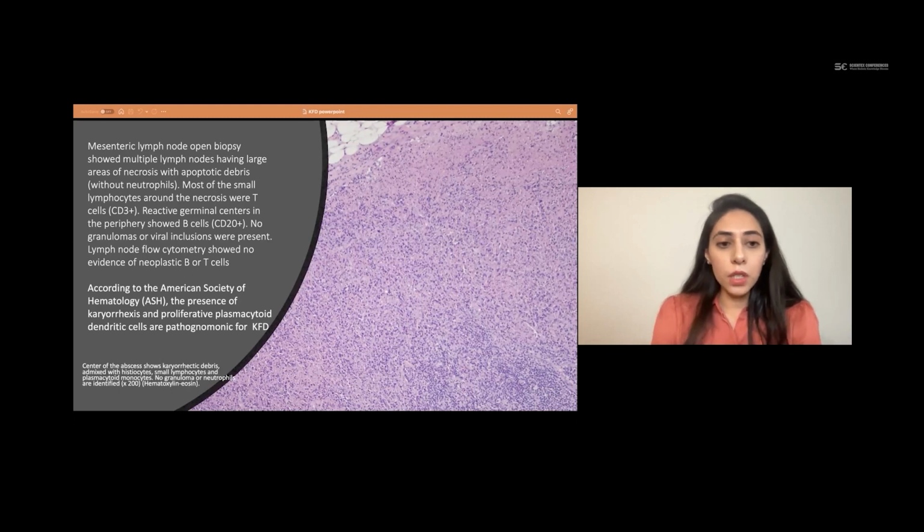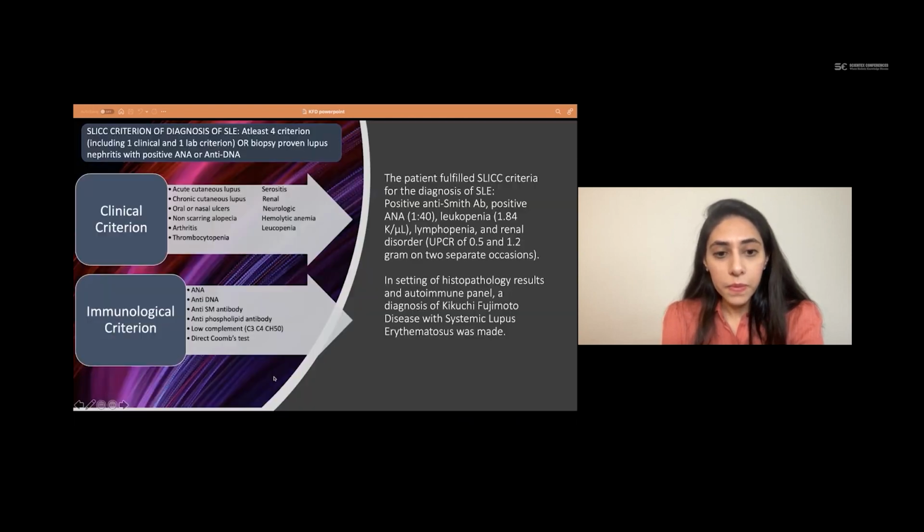Looking into the American Society of Hematology guidelines, the presence of karyorrhexis and proliferative plasmacytoid dendritic cells is pathognomonic for KFD. Here I've shared this slide, which shows a center of necrosis with karyorrhectic debris admixed with histiocytes, small lymphocytes, and plasmacytoid monocytes. There are no granulomas or neutrophils identified on this slide.